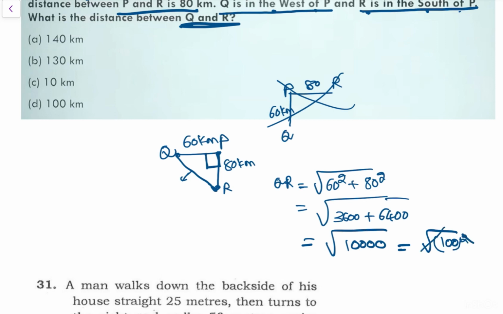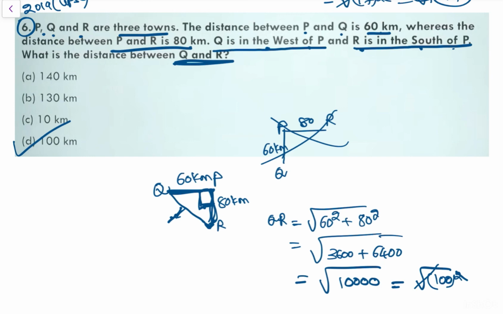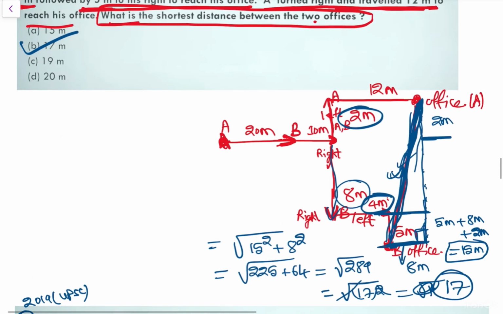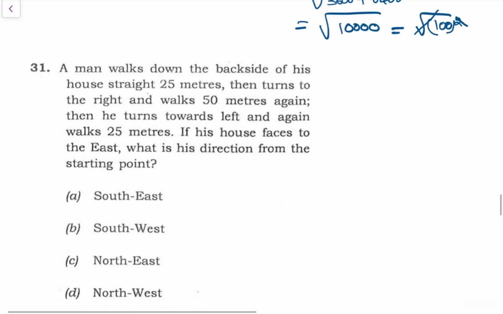So the answer is 100 kilometers. Just based on direction and the right angle triangle concept, these questions are repeatedly asked. So just note down all these questions and explanations so that you can revise them regularly, and you are well aware of how questions can be solved and how to address these things.